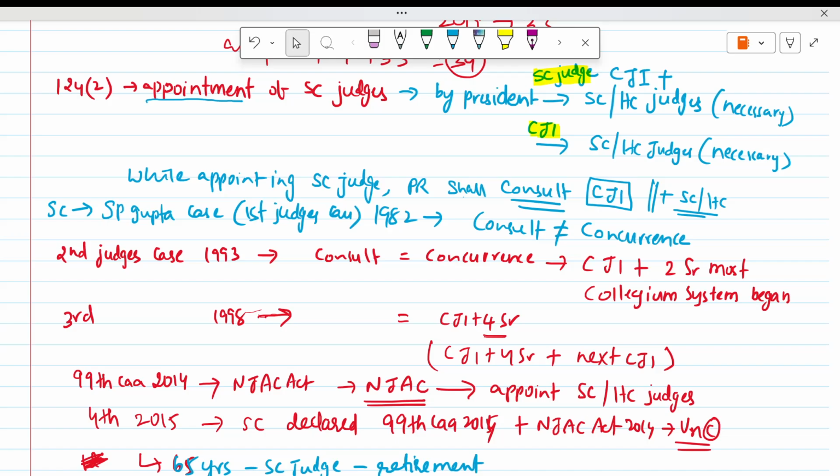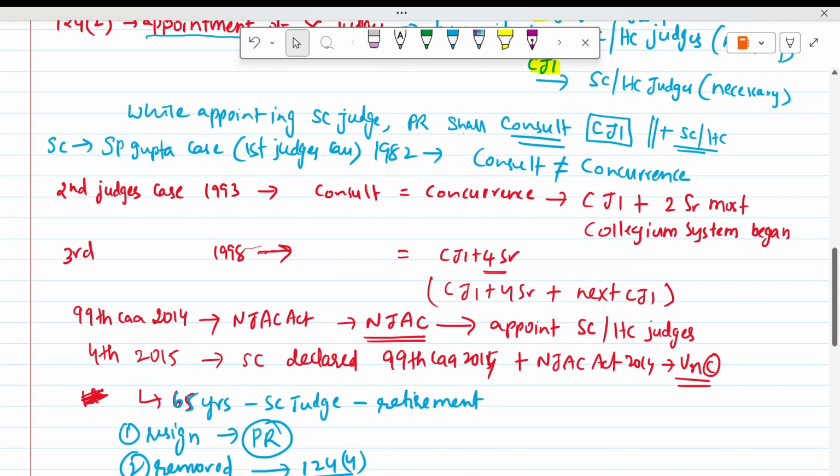Further, in the third Judges case in 1998, the Supreme Court said the President should consult the CJI plus four senior-most judges. If the next CJI is not among the four, the President has to consult the next CJI also. However, the government, critics, and constitutional experts saw that judges were appointing themselves, with some kind of nepotism and no transparency.